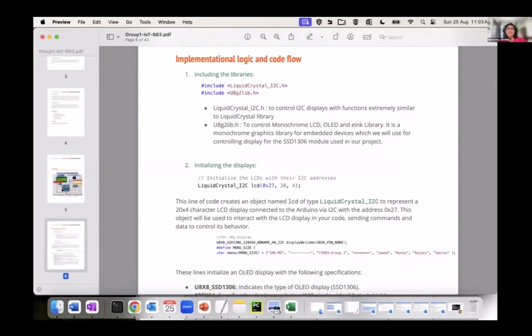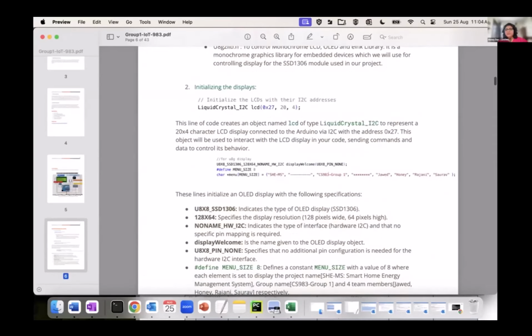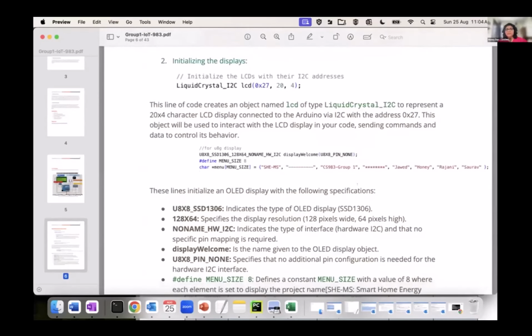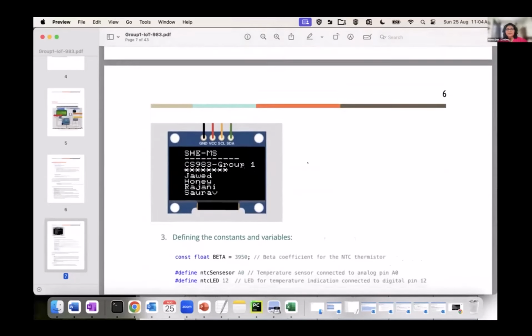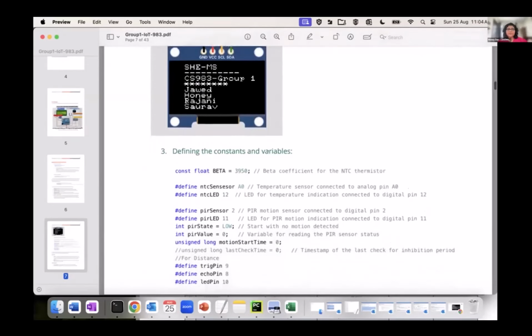We have included these libraries: LiquidCrystal, for managing the functions of the LCD, and U8g2lib, so as to manage the OLED device that we have on the board. We have initialized the displays so that they mention the group name and the people involved in the project, as we discussed earlier. All the parameters you see here are used to define the same. This is how the OLED screen looks when you zoom in. It talks about the group and the people.